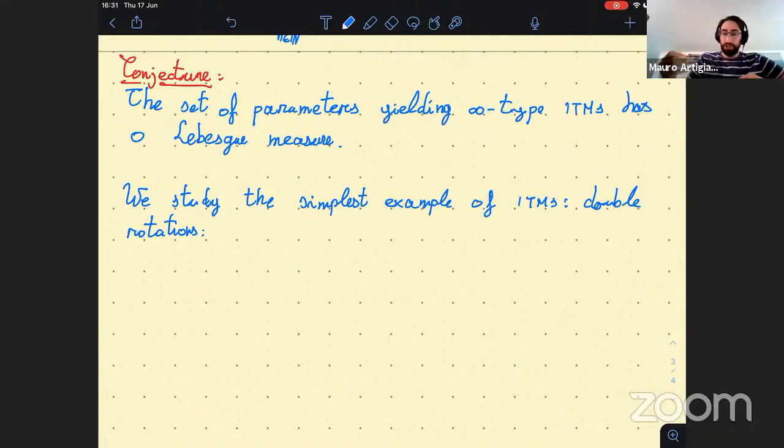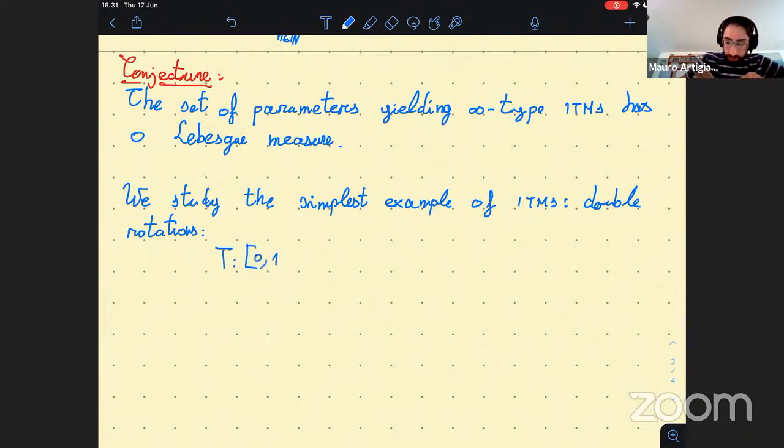Okay, so double rotations. Let's go back to the definition. You could see them on a circle, or you can see them in an interval as you wish. What you do is that you cut your interval in two pieces, and you rotate one by some amount and the other by a different amount. So you have three parameters basically: where you cut and the amount of translation of the two. So it's something like this.